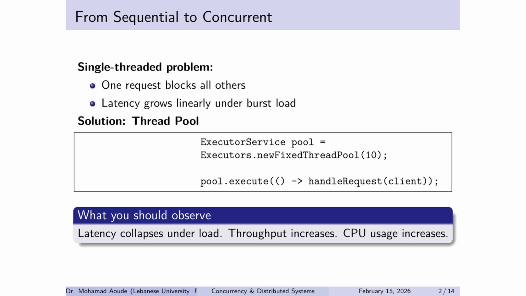And when you run this, you'll see something dramatic. Latency collapses under load, throughput increases significantly, CPU usage rises, but now it's doing useful work instead of sitting idle. This is your first lesson in systems engineering. Concurrency is about hiding waiting time. It is not about creating speed, it is about reclaiming wasted time.